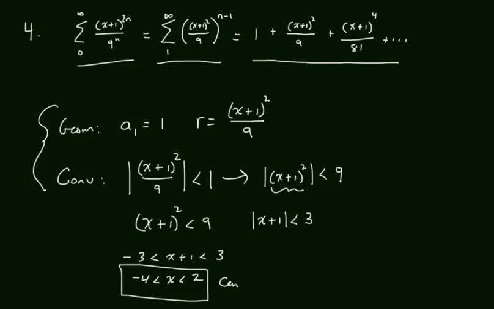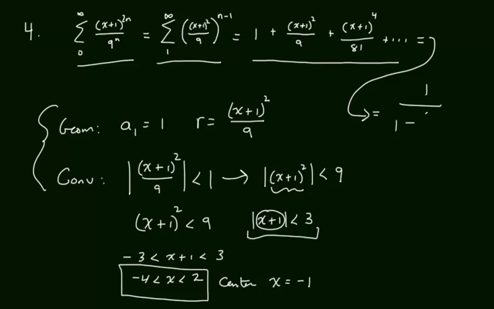The center of this interval is x equals negative 1. Again, we can determine that from here also. What value of x makes that go to 0? Okay, now what does this converge to? This function over here will converge to, so it's going to equal first term over 1 minus common ratio. Notice I'm not simplifying this. There's no real need to do that.